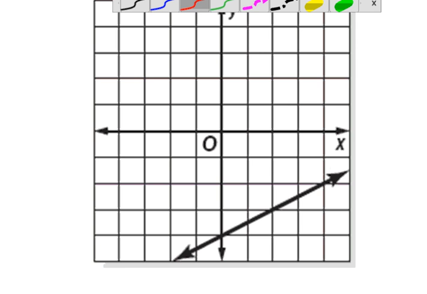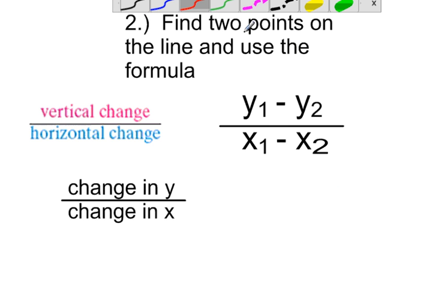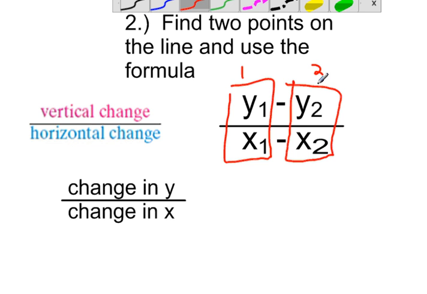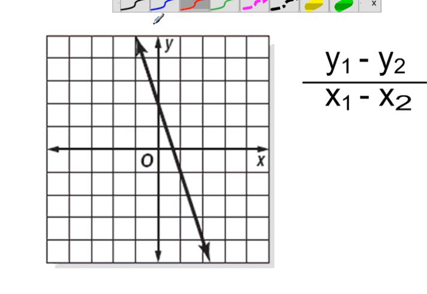Okay, moving on. Now we're going to look at finding 2 points on a line and using this formula. We're going to do the vertical change over the horizontal change, and the formula is y1 minus y2 over x1 minus x2. Some teachers may say, take y2 minus y1 over x2 minus x1. The only thing you have to do is stay consistent. These 2 are going to come from your first ordered pair, and these 2 are going to come from your second ordered pair. You can't mix them up. You have to stay consistent. We're going to find the change in y over the change in x.